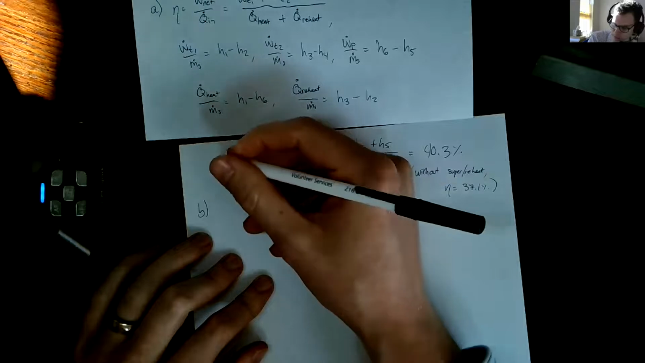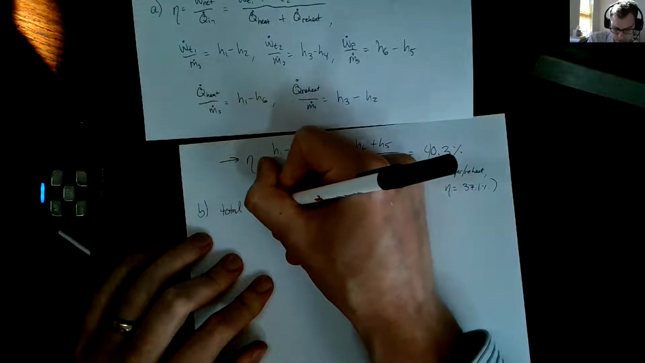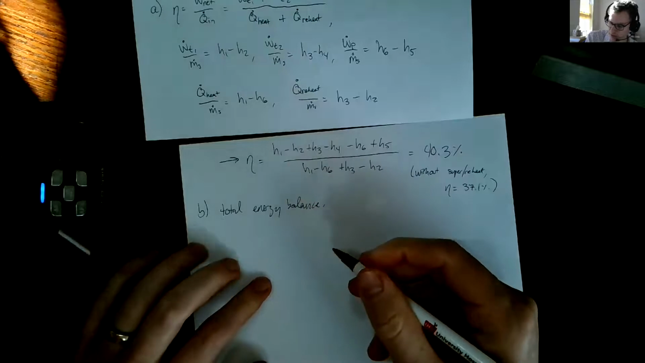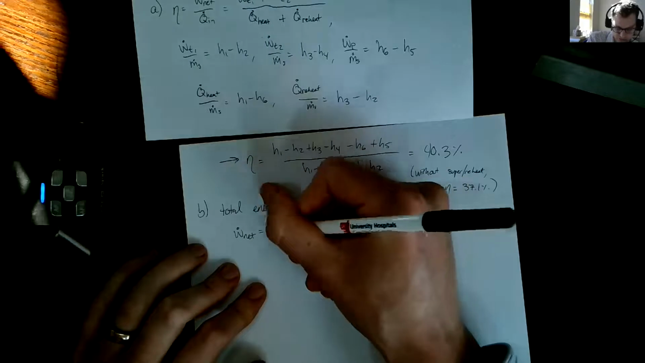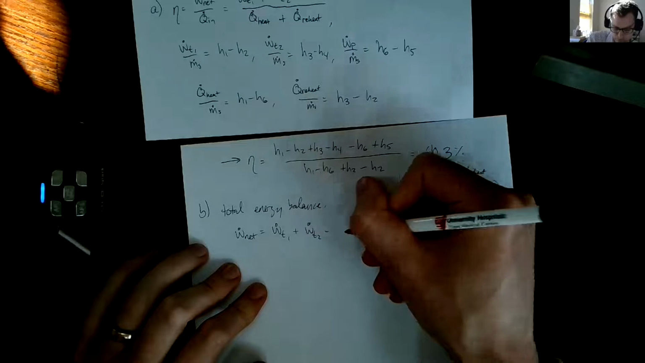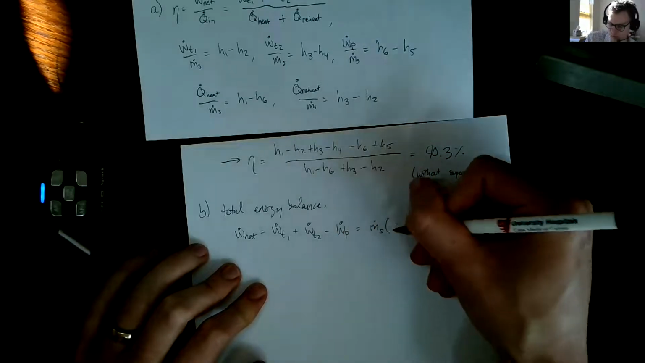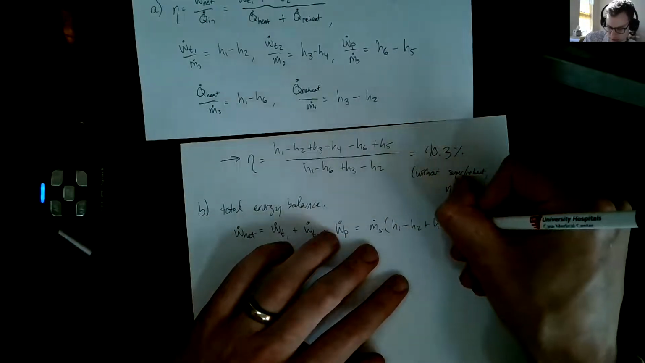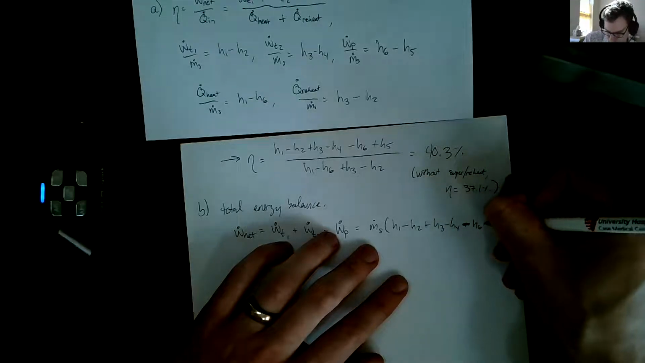Part B, we can use the total energy balance to get the mass flow rate of the steam going through. So the net power is the power coming out of the first turbine plus the power coming out of the second turbine minus the power going into the pump. And this is going to be the mass flow rate of the steam times this big long difference in enthalpies, H1 minus H2 plus H3 minus H4, minus H6 plus H5.